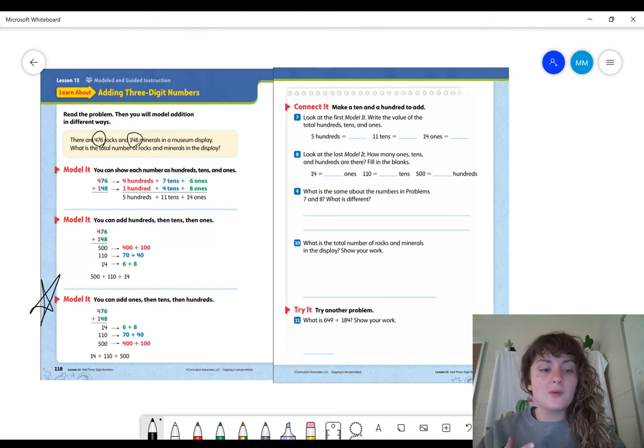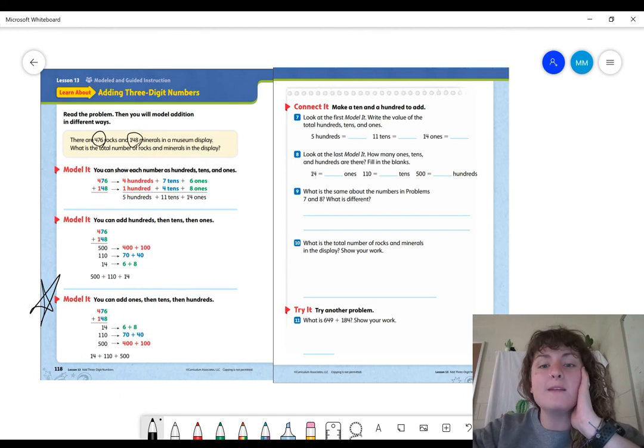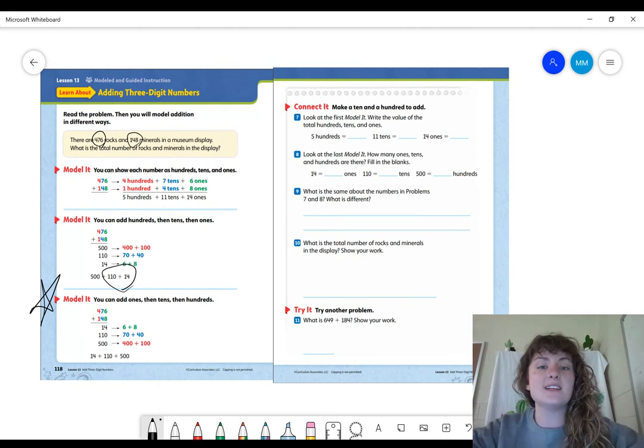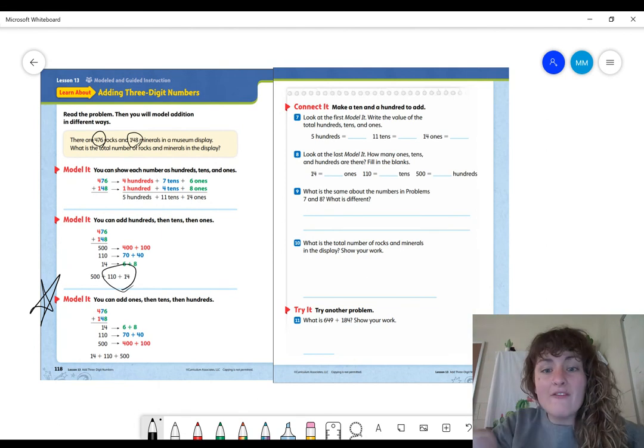So remember, when we are adding 2 and 3 digit numbers, we start with the ones place to see if we have too many ones in the ones place or too many tens in the tens place. We want to make sure to give the correct value to each place in our number. So let's look at 7. It says we can make a 10 and a 100 to add. So just like what we were talking about with our tens place and our ones place.